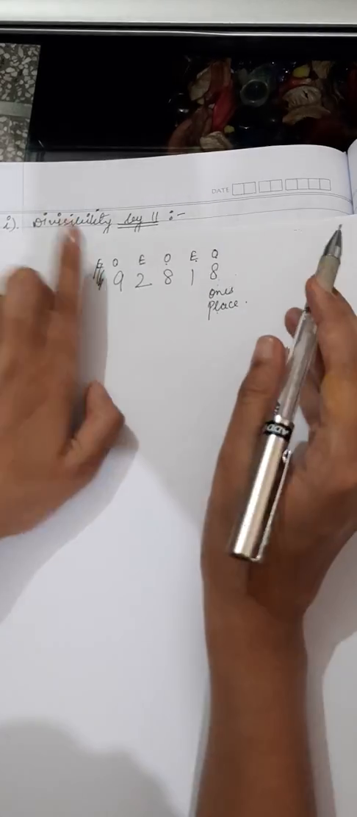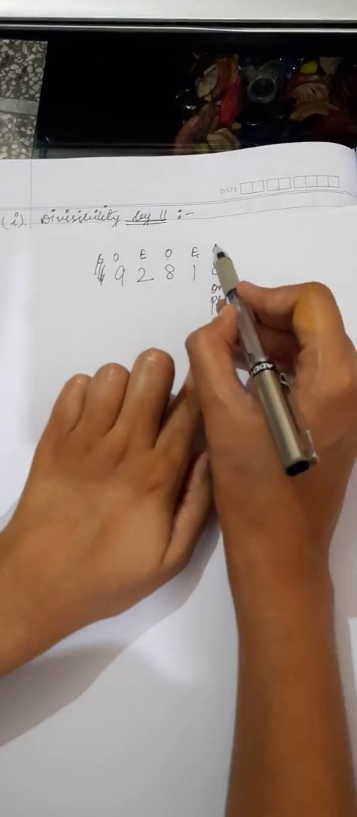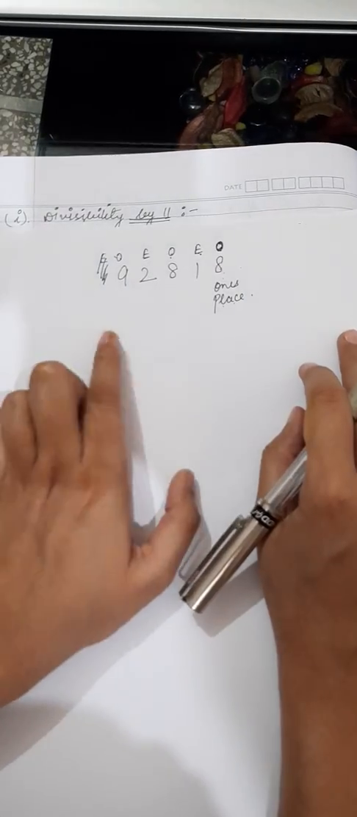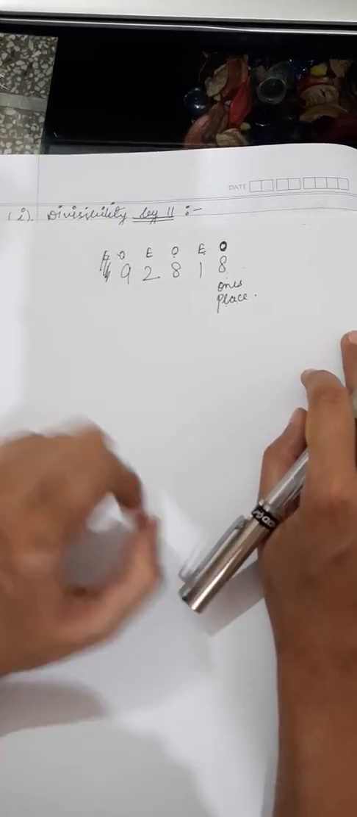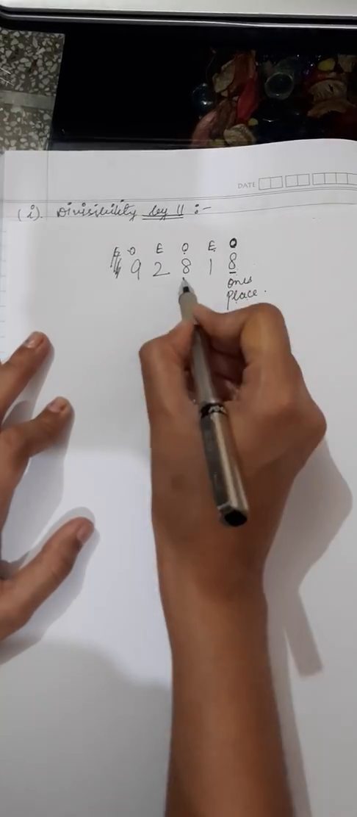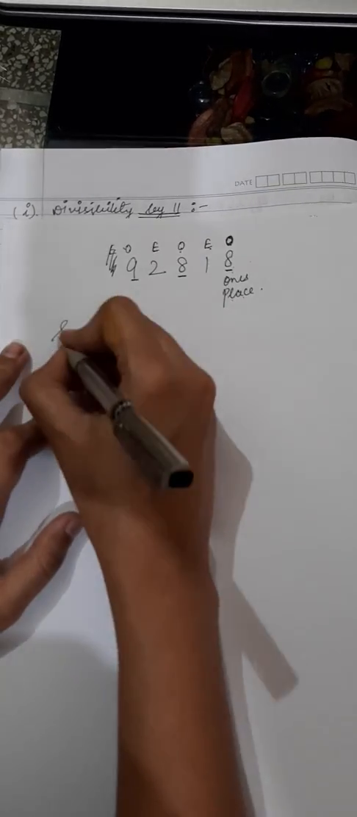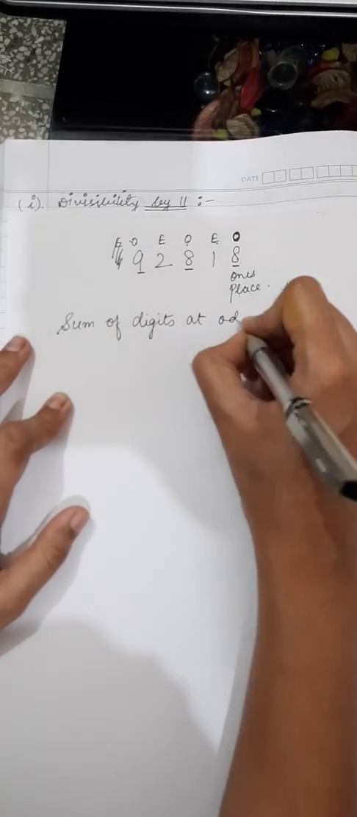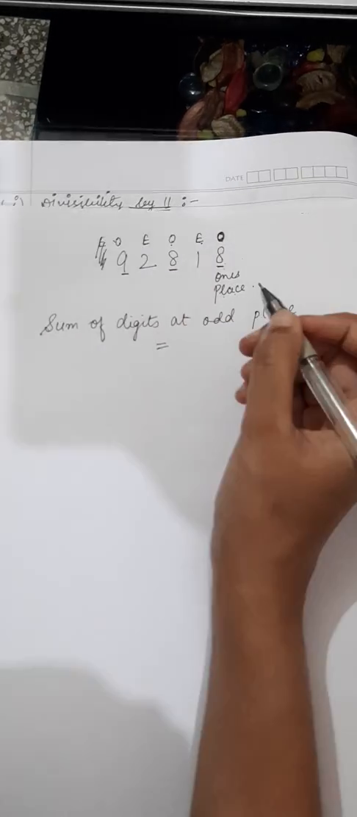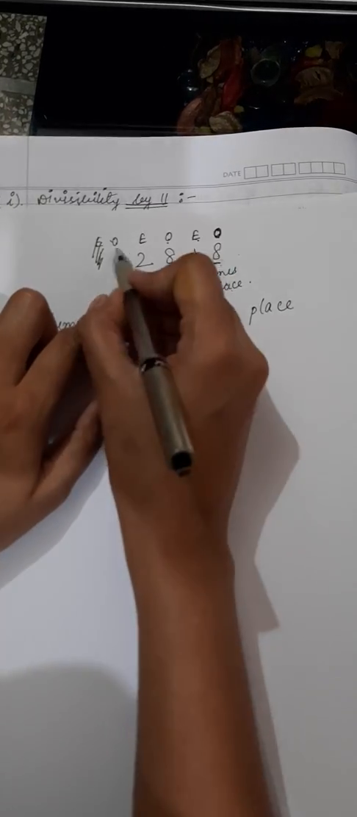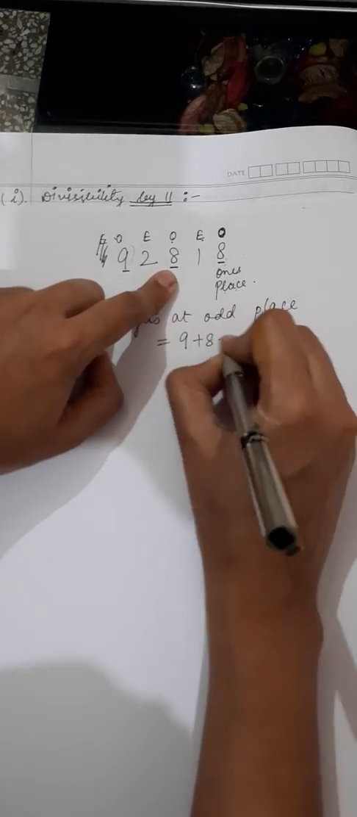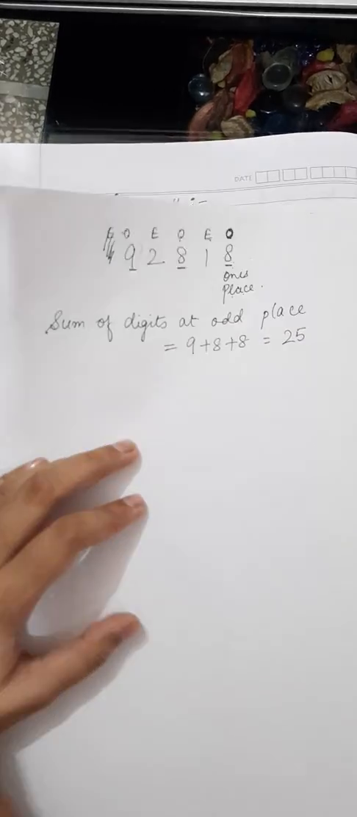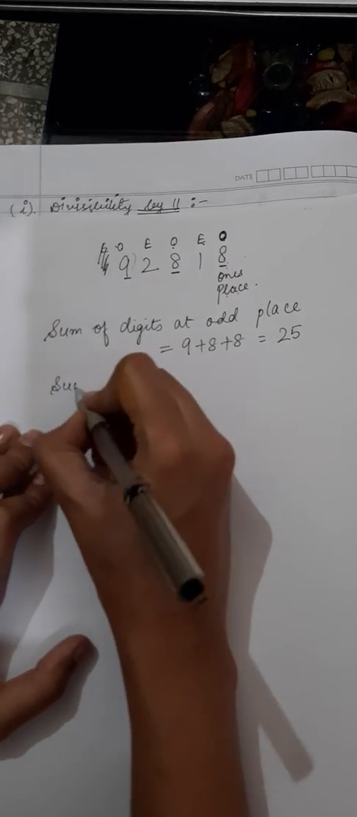I am telling you this, that from the ones place you are going to start writing odd, odd, even, odd, even, odd. Written. Now what you are going to do is, the digits which are at the odd places, add them. Sum of digits at odd place. Now which are the digits which are at odd place? 9, write 9, 8 plus 8. Add them, what you are going to get? 16 plus 9, 25.